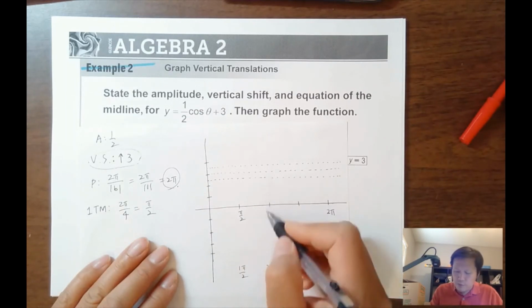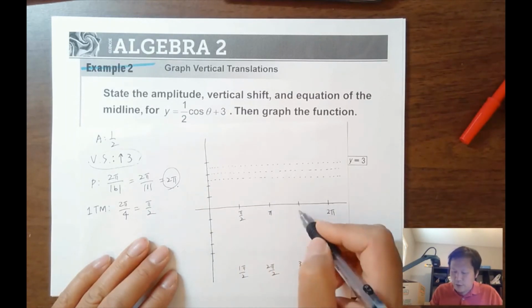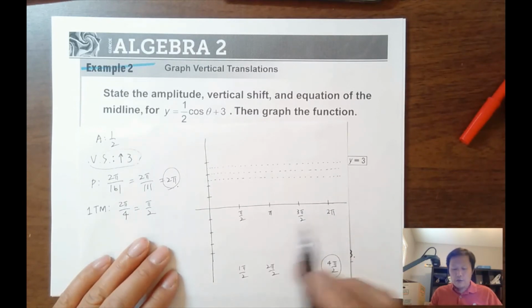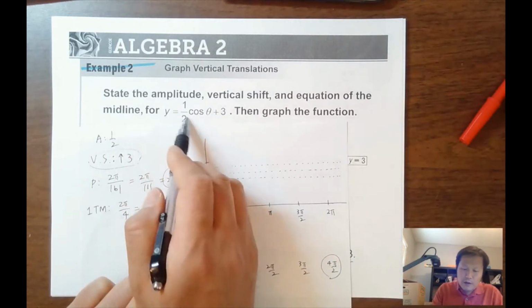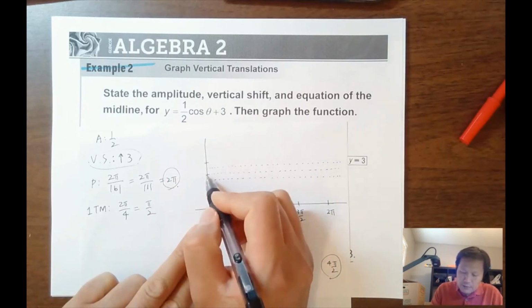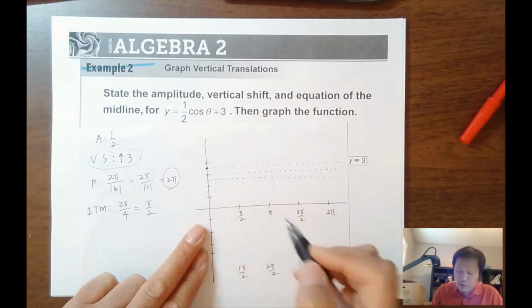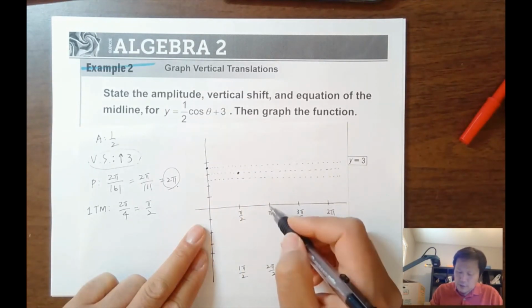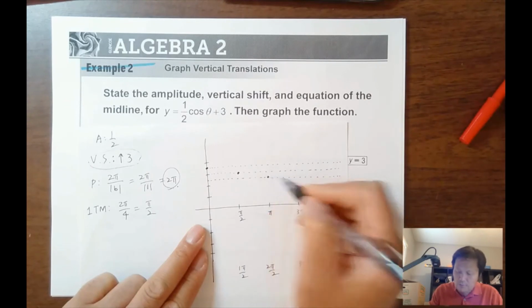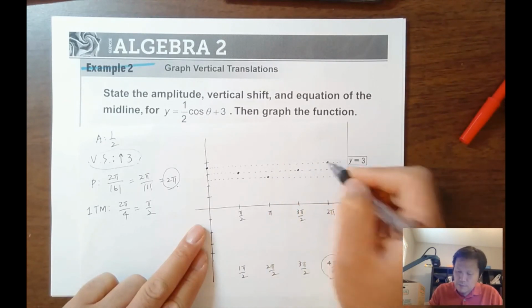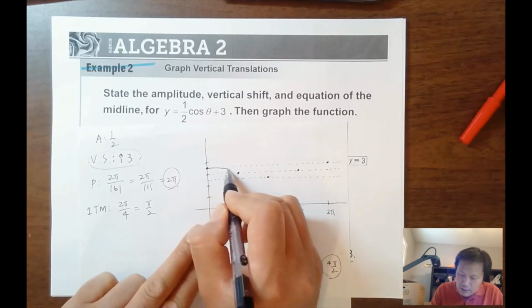Okay, do you remember? Cosine graph starts from the maximum. You start from the maximum here. Then you reach the middle. Now you hit the minimum. You hit the middle. You hit the maximum. And connect them nicely. And that will be the graph.